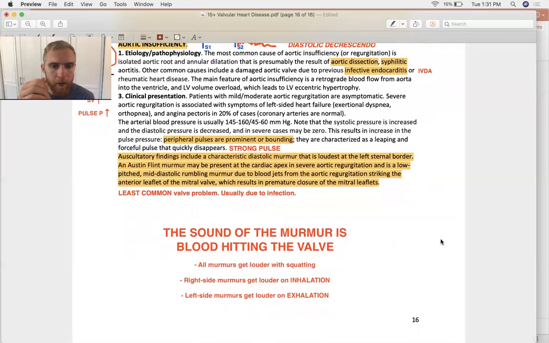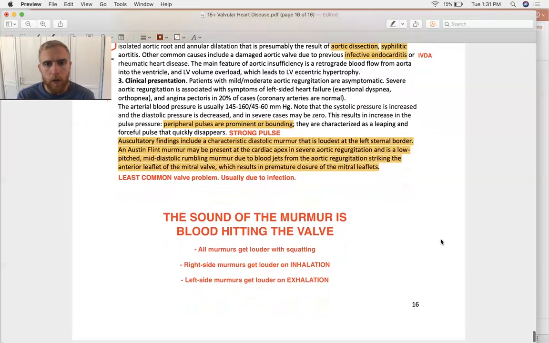And finally, wrapping things up, all these murmurs are going to get louder whenever the patient squats. Because we know that squatting increases preload. And if you increase preload, you increase the amount of blood hitting any given valve. And so you're going to increase the sound of the murmur.